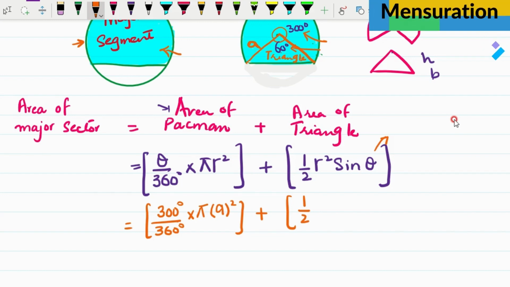And what will be the neighboring sides of this theta? As you know, the angle is at this point, so the neighboring sides are left and right, and both are radius here. So we have to take the radius here. And what is sine theta? Theta is 60. So this is how we can calculate it one by one and get the answer, right?